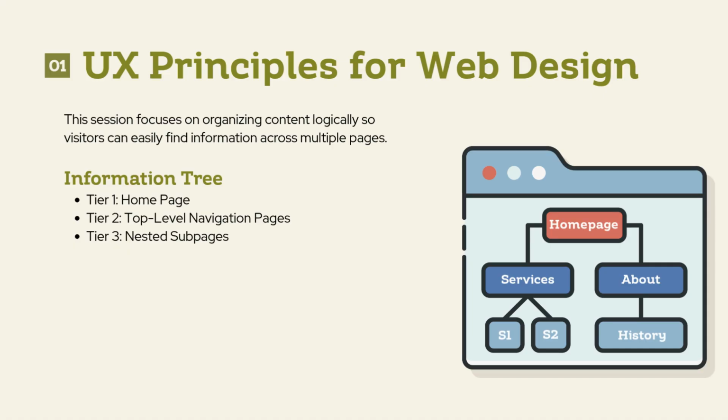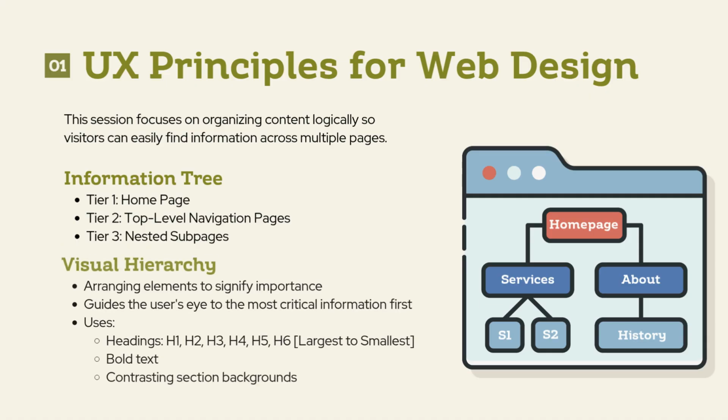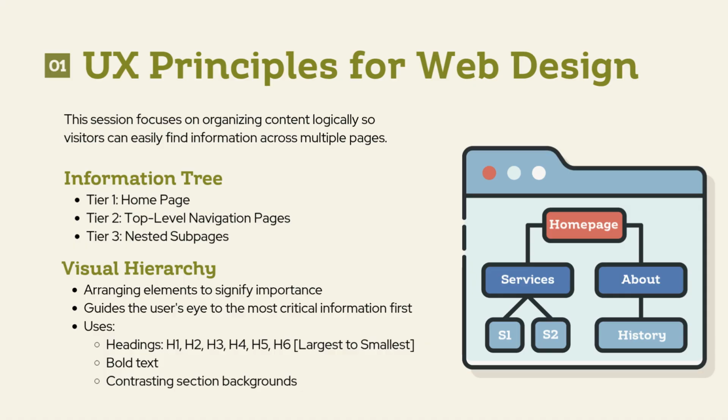Once that structure is set, we use visual hierarchy to arrange the actual elements on the page by importance. This guides the user's eye to the most critical information first. In Google Sites, you can easily establish this hierarchy in 3 ways. By utilizing headings sequentially from heading 1 down to heading 6, where 1 is the largest and 6 is the smallest. Using bold text to emphasize key terms, and applying contrasting section backgrounds to visually separate different topics.